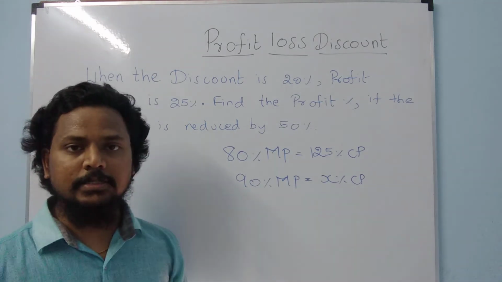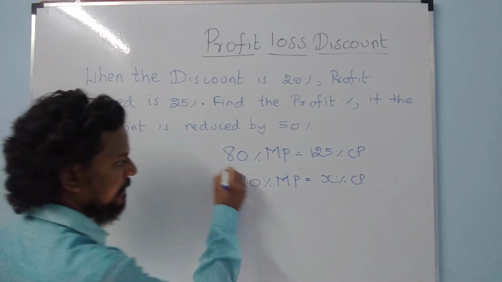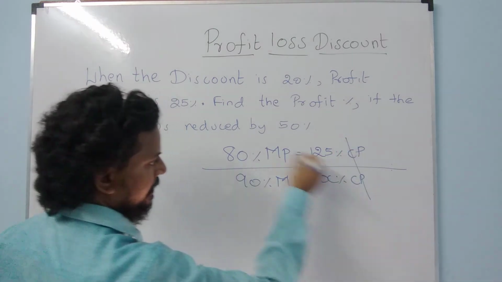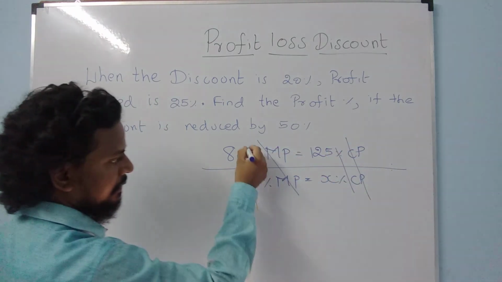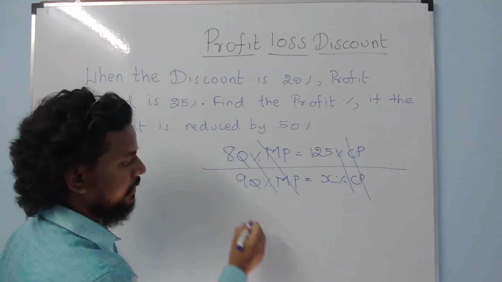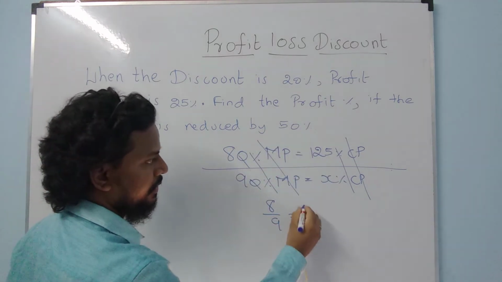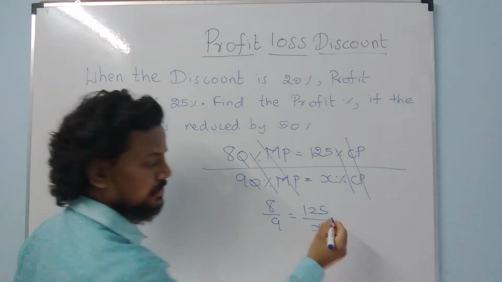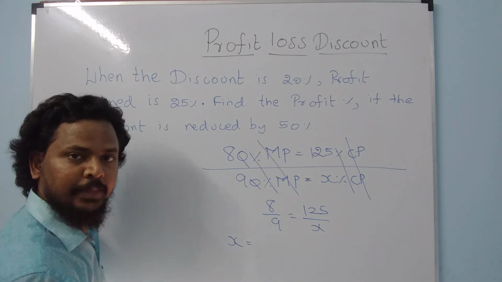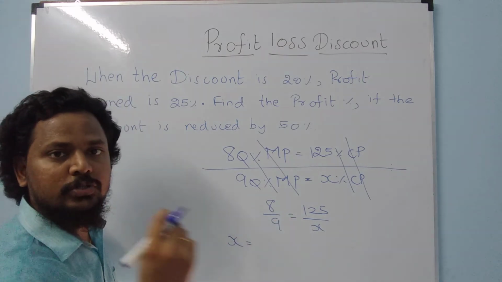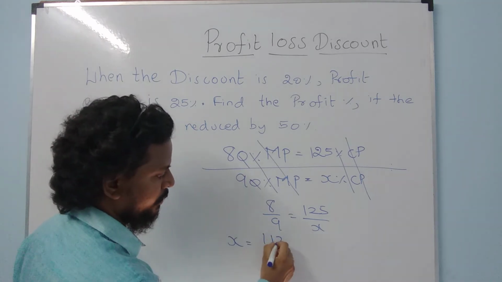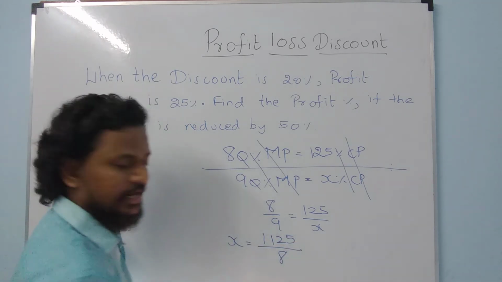How can we solve this? In a very direct and quick way, simply divide them. CP cancels, MP cancels, percentage symbol cancels, even 0 and 0 cancel, only numbers remain. 8 by 9 is equal to 125 by X. Therefore, X is equal to 9 times 125. 8 times 125 is 1000. Okay? It is 9 times, so it is 1125. Divided by 8 is the answer.